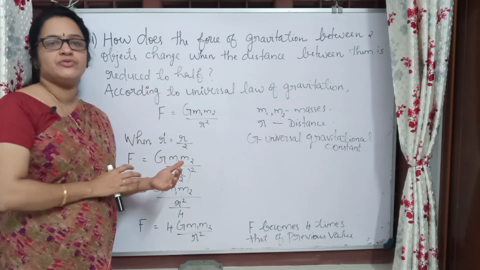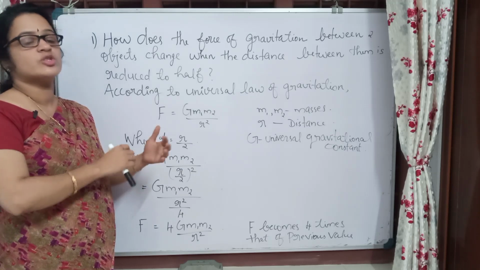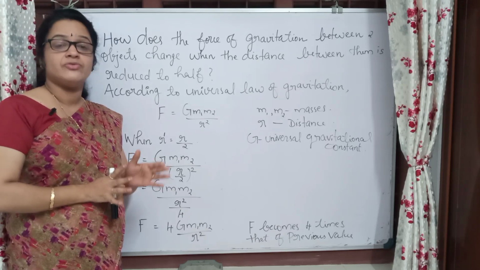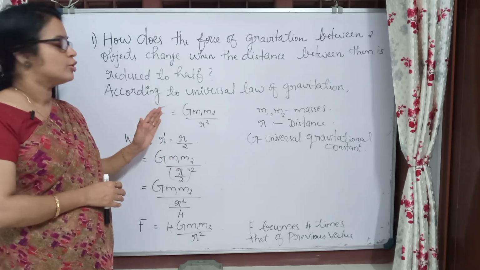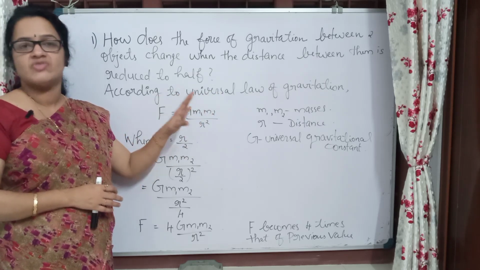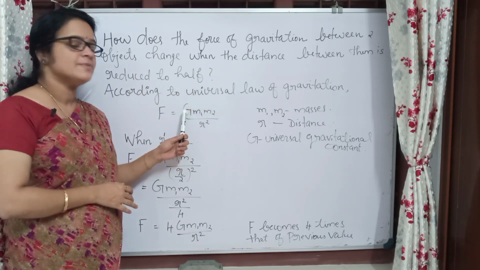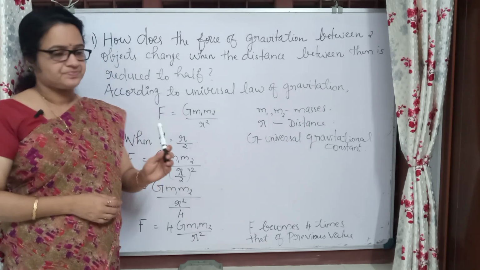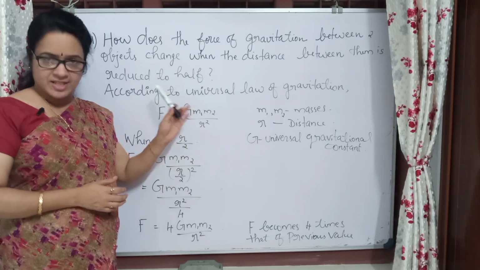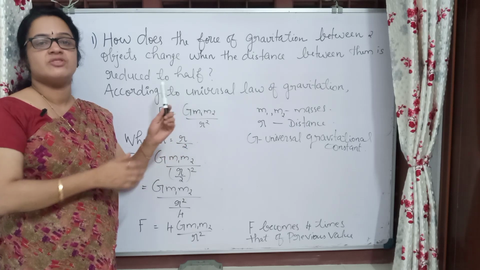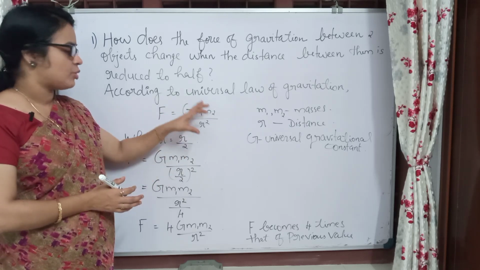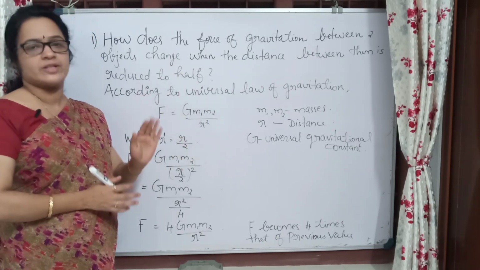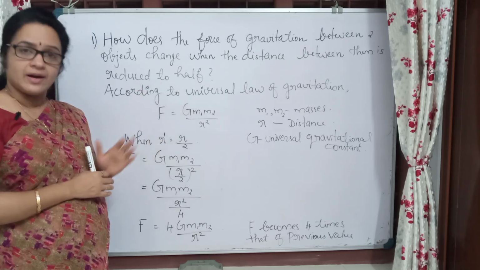We have already studied from the universal law of gravitation that the force of attraction between two bodies of masses m1 and m2 kept at a distance of r can be written as F is equal to G into m1 m2 by r square. This is a very important equation. Here G is a constant called the universal gravitational constant, and m1, m2 are the masses of the two bodies and r is the distance between them. So this equation should be thorough. That is the general equation for the universal law of gravitation.